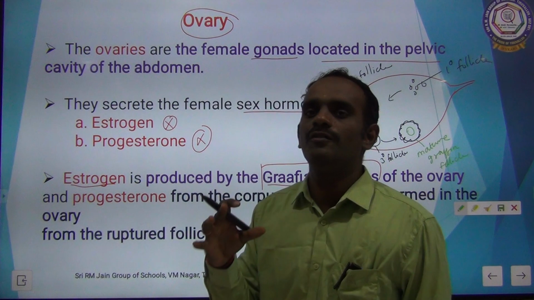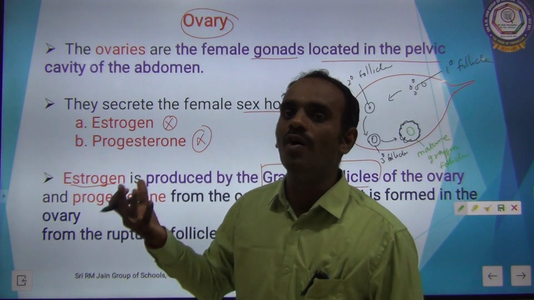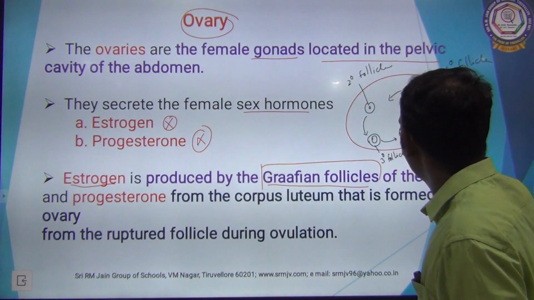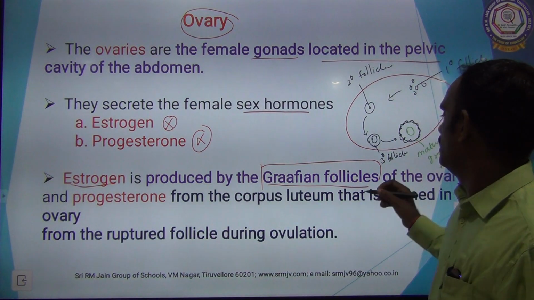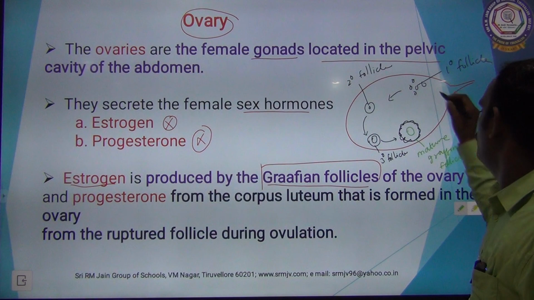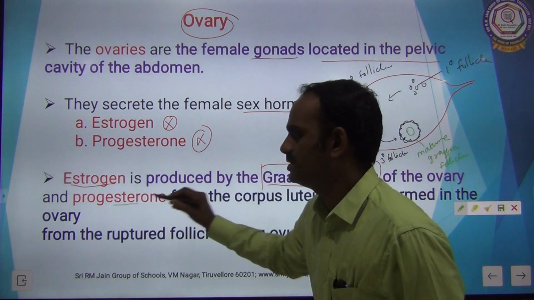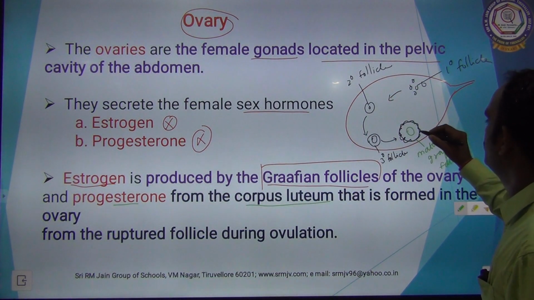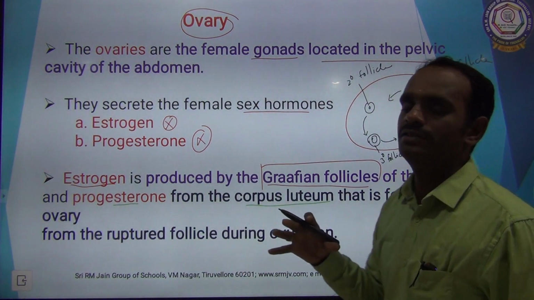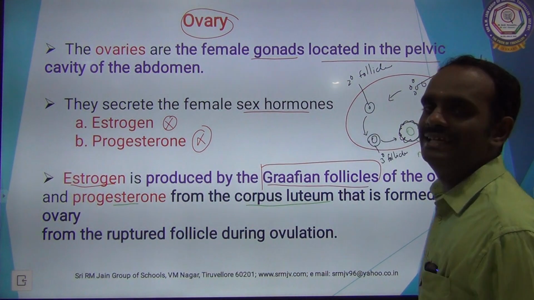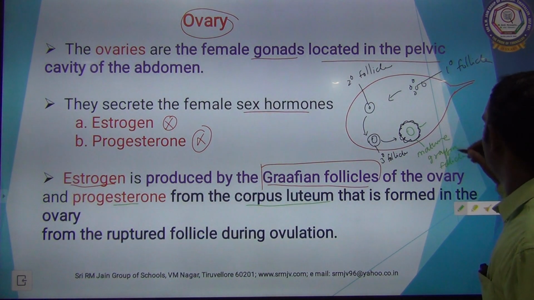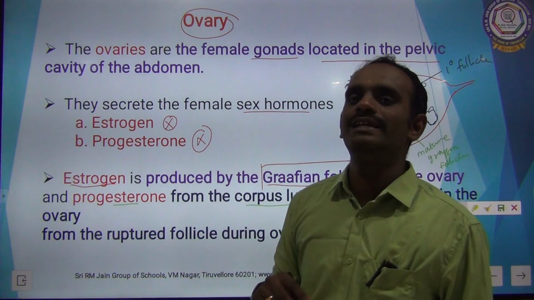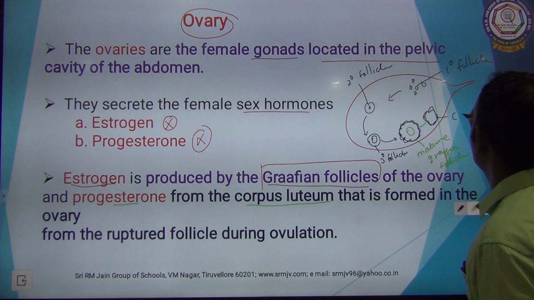Okay. So the rupturing of Graafian follicles to release the ovum, the mature egg, that is called ovulation. See here, estrogen is produced by Graafian follicles of the ovary, whereas the progesterone hormone is produced or synthesized by the corpus luteum. Once the Graafian follicle ruptures and the mature egg is released, it changes. Now it becomes corpus luteum.